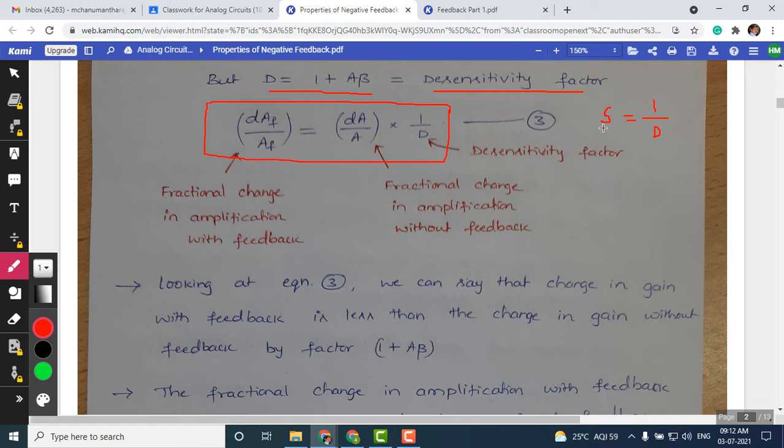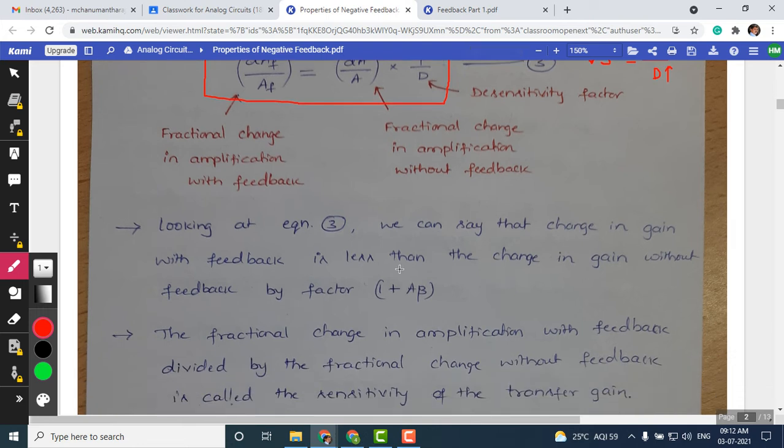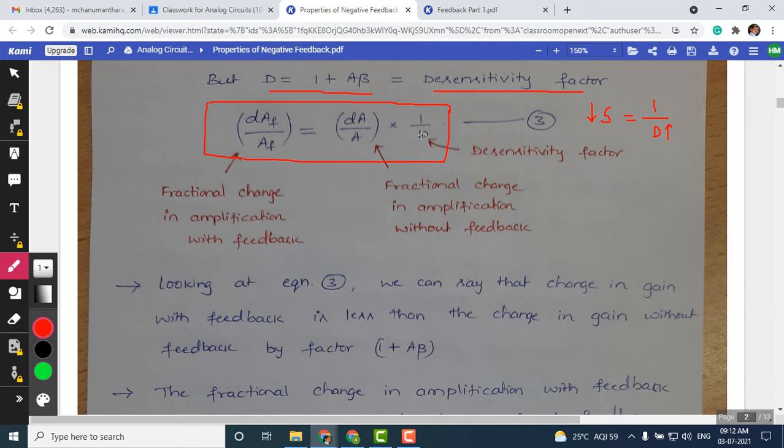Remember, desensitivity and sensitivity are reciprocal of each other, and the higher the desensitivity, the sensitivity becomes less, sensitivity reduces. We expect this desensitivity factor to be as high as possible, so that we will have less sensitivity. Amplifier should not be sensitive, amplifier should be robust, amplifier should provide constant gain, amplifier should be stable. The more stable the amplifier, you get very good response for that. Okay. So, looking at equation 3, we can say that change in gain with feedback is less than the change in gain without feedback by the factor of 1 plus A beta. This is what we have seen here.